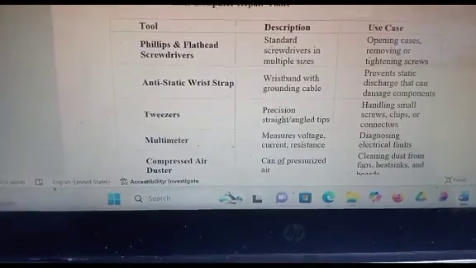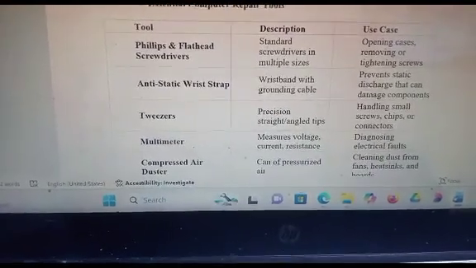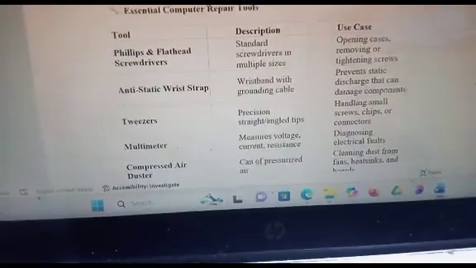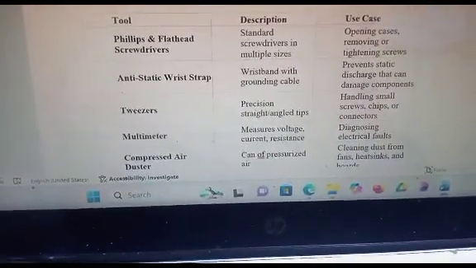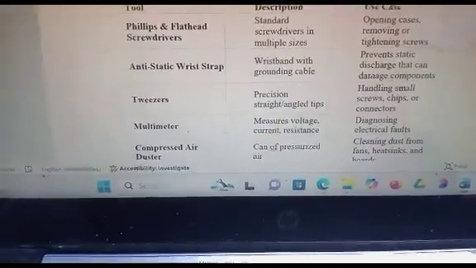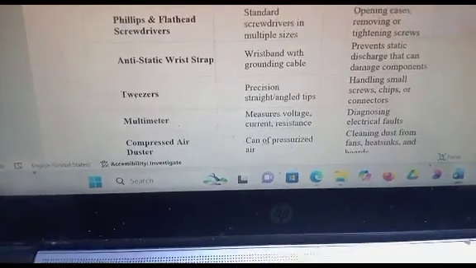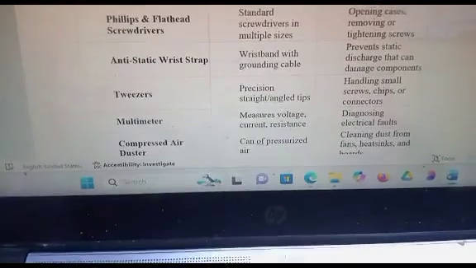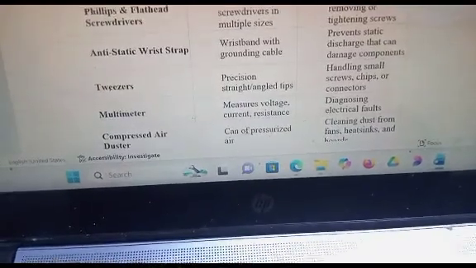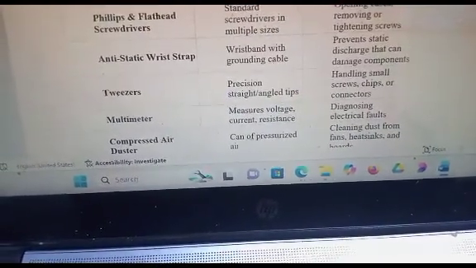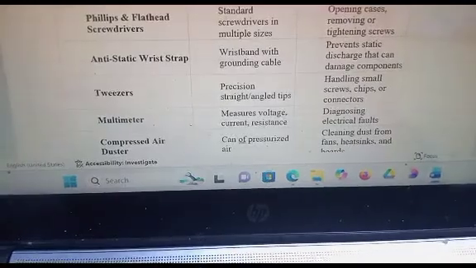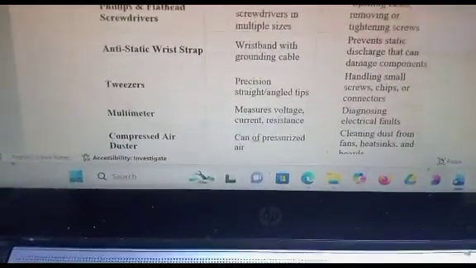Then we have tweezers or precision straight. We have those that are precision, those that are straight and those that have angled tips. So you can remove small screws, clips, or connectors. Then we have the multimeter, which you can use to measure voltage, current, and resistance. We can use it to diagnose or find out some of the electrical faults. And then we have the compressed air duster, used for pressurized cleaning and the like.